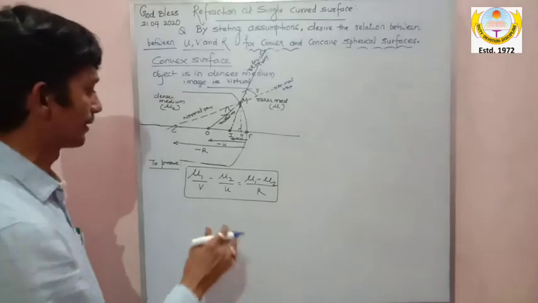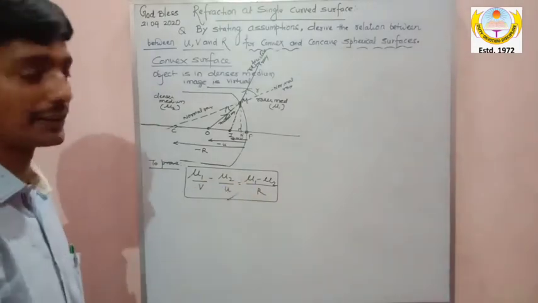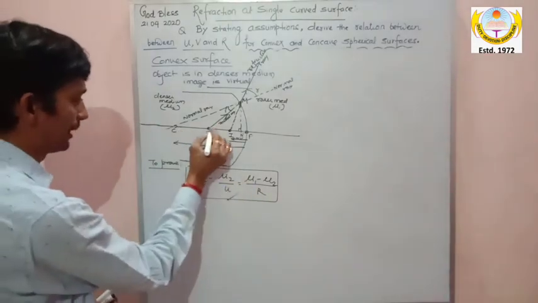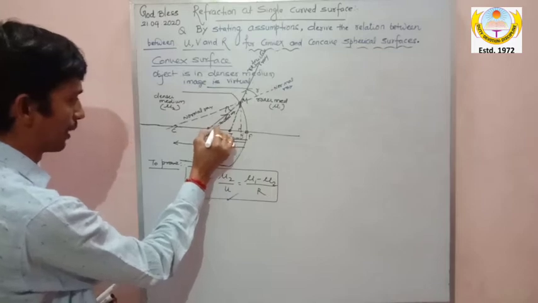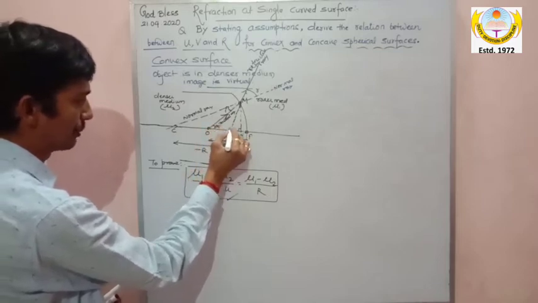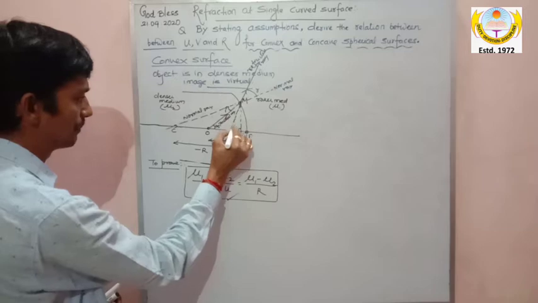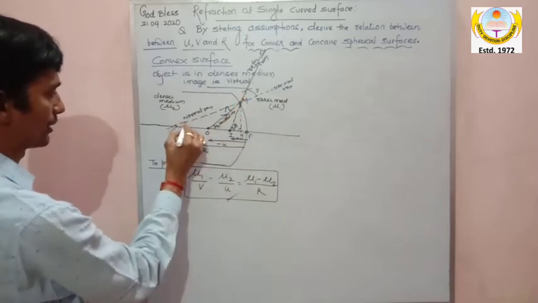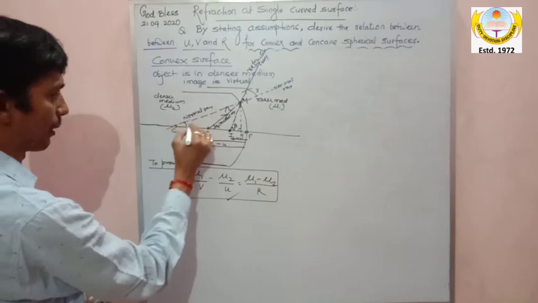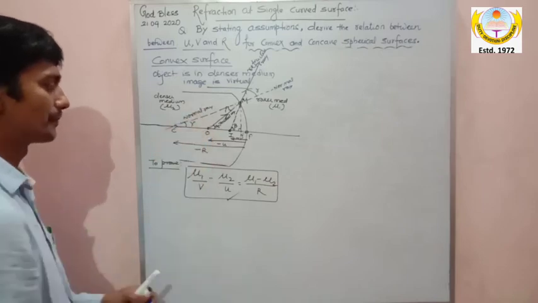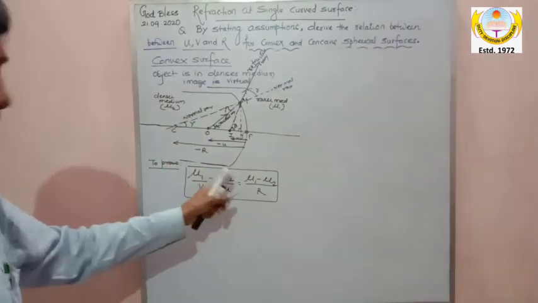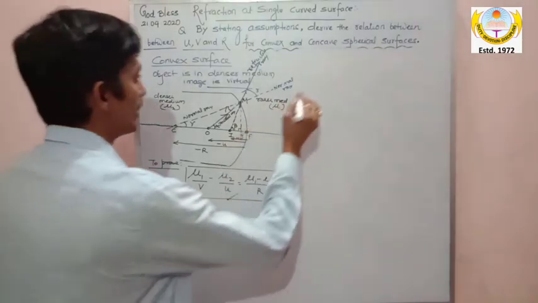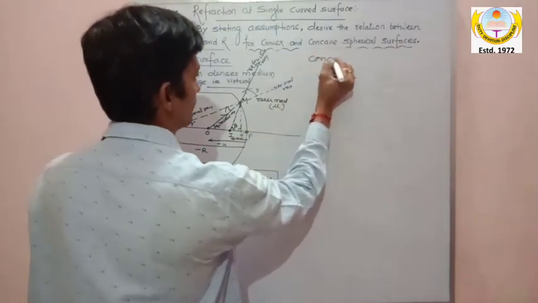My point is that I am supposed to prove this equation, and here you can see this object making an angle of alpha, this image making an angle of beta, and this is the perpendicular. You can use all those concepts, and this is the center of curvature, with the normal ray making an angle of tau. You are supposed to prove this, this should come to you. Let me tell you. Now let's go for the concave surface.